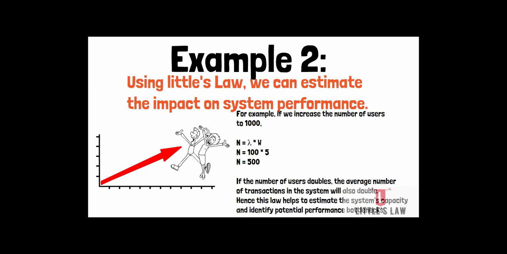Now we have lambda, which is the throughput, and then we have W, which is the average time. So we can calculate how many users can be handled. Now we have N is equal to 100 multiplied by 5, which is N is equal to 500. This means that if the number of concurrent users doubles, the average number of transactions in the system also will double. And this can help us to estimate the system's capacity and identify the potential performance bottlenecks.